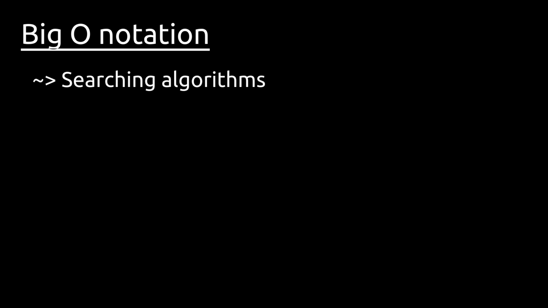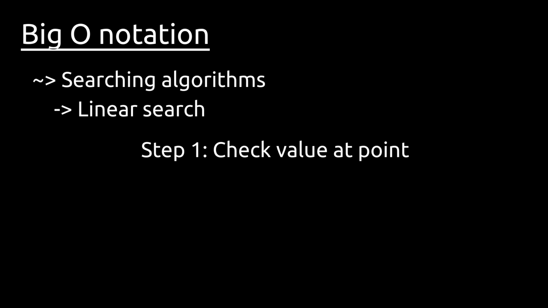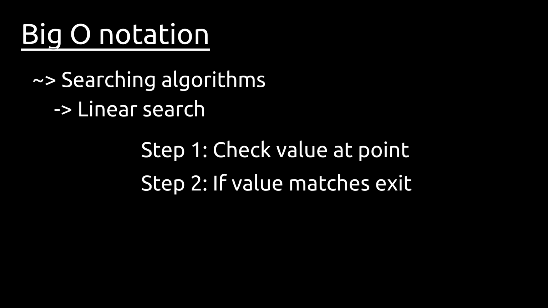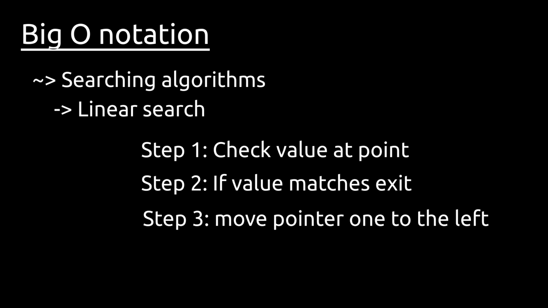The first one we'll look at is linear search. Linear search is a very basic algorithm. It's how you do it if you didn't have any idea where to look first. It works as follows. Step 1. Check the value at the point. Step 2. If the value matches, exit. Step 3. Move the pointer 1 to the left. This repeats over and over until we have found our value.